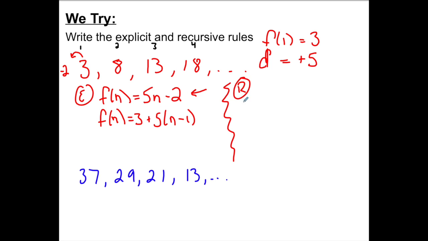Okay, the recursive rule looks like this. So the first term is 3, and for every other term, you go back to the term before it, and you're going to be adding 5. Okay, so please make sure you understood what I did there, because in a couple seconds I'm going to go on to the blue one.